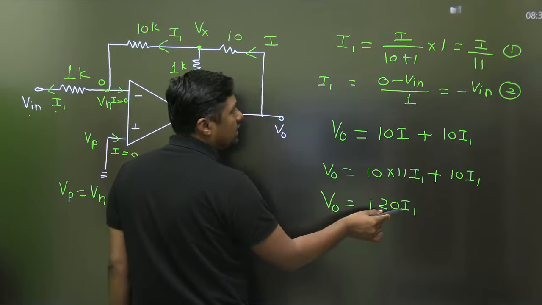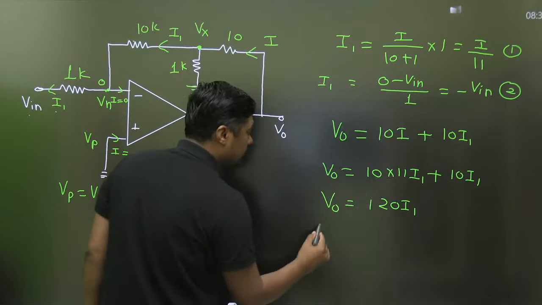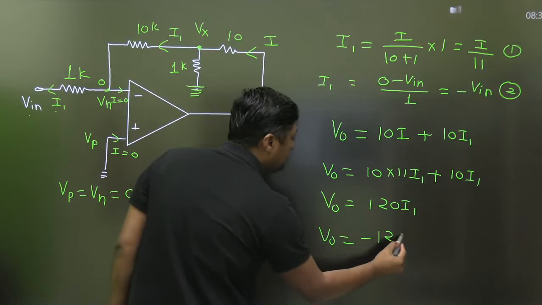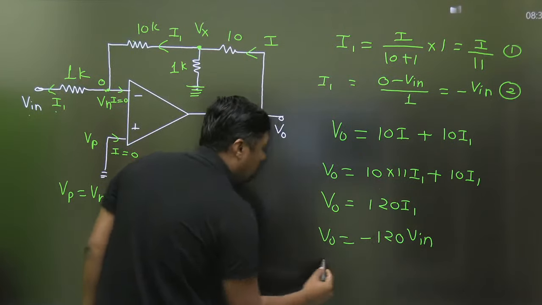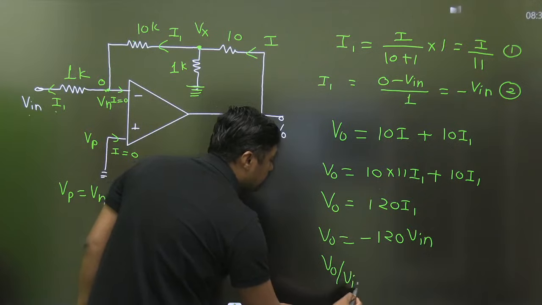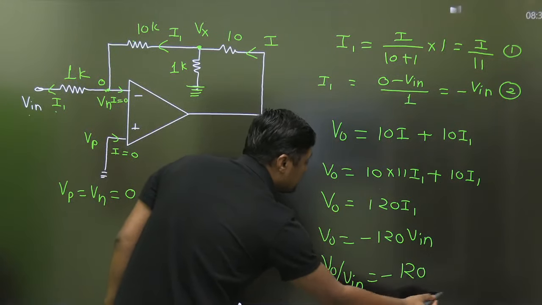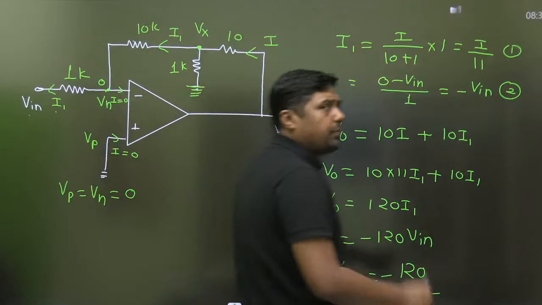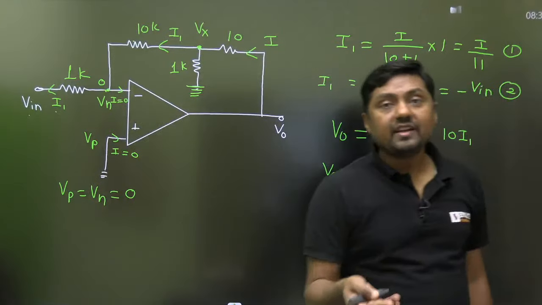But what is I1? I1 is equal to minus Vin, so V0 is minus 120 Vin. What will be the gain? Minus 120. So that is the right approach.